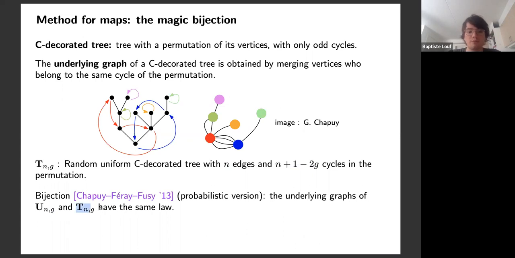The underlying graph of the map is what you get when you forget about the topological structure and just look at the graph structure. So you forget a bit of information. And the underlying graph of a C-decorated tree, I just defined to you. So this is how we use this magic bijection to count cycles, because we don't need the topological structure of the map. Just the graph structure is enough to count cycles. It's not going to change anything.